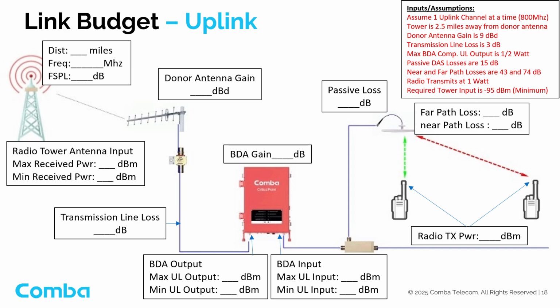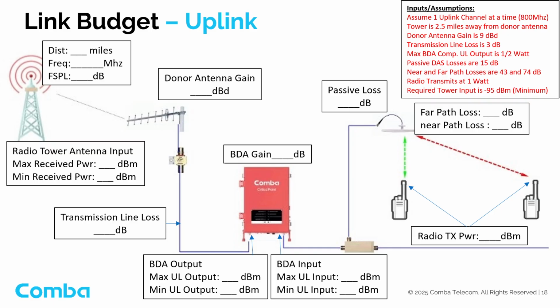Now we're ready to walk through a complete uplink link budget example. The purpose of the uplink link budget is to trace the signal path from the portable radio transmitter to the public safety communications radio tower, estimating the signal strength received by the radio tower from both the near and far radios within the building, ensuring they are within the radio system licensee's required limits. Refer to the diagram on the screen showing a typical public safety BDA system.